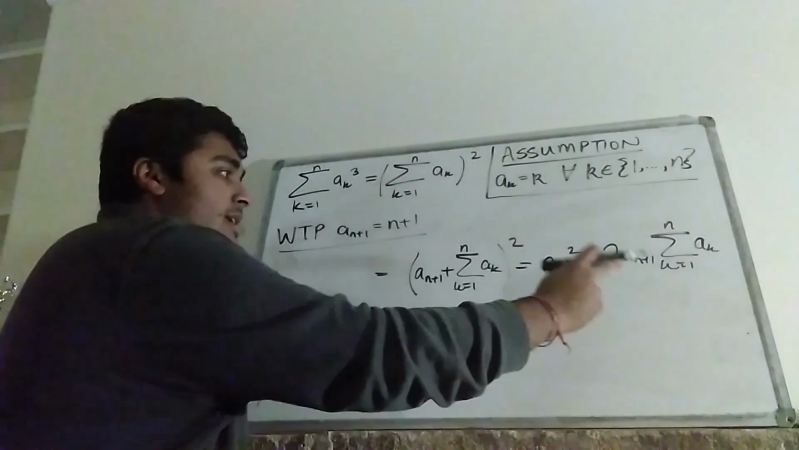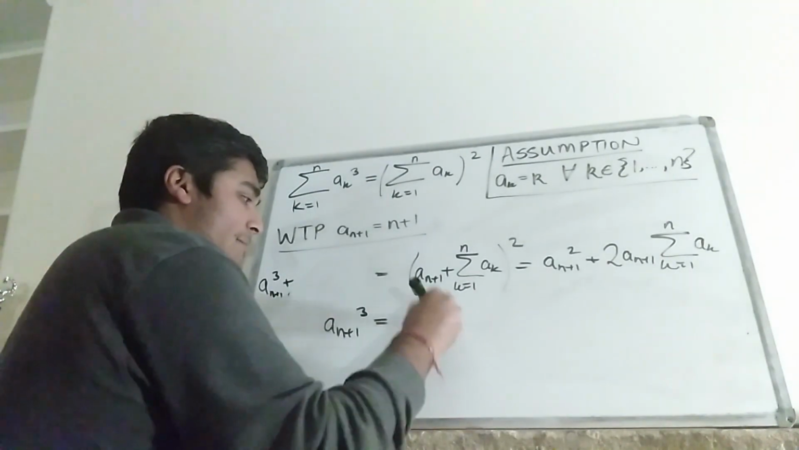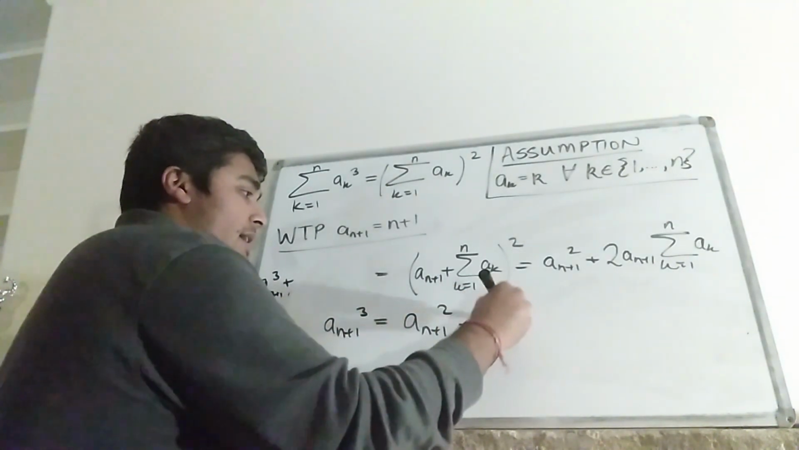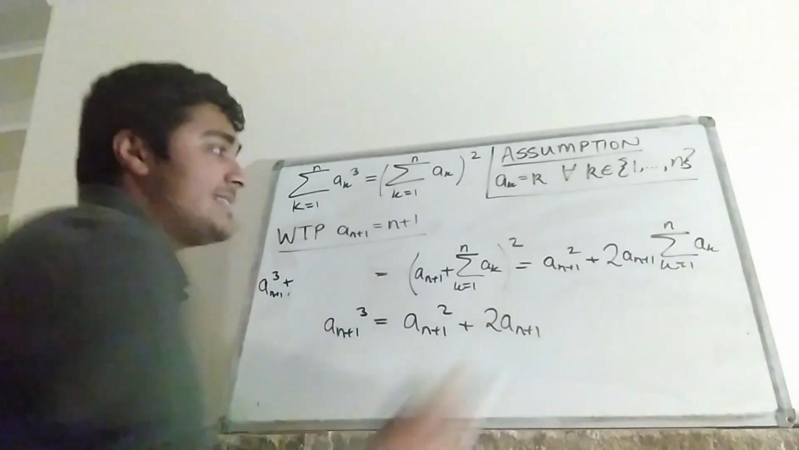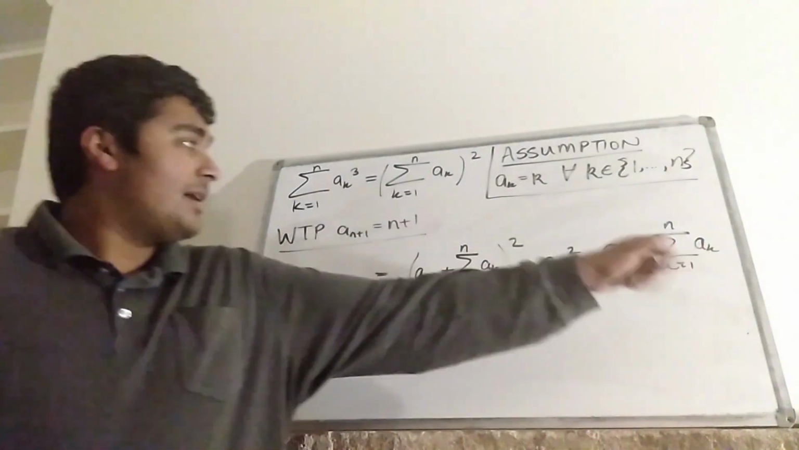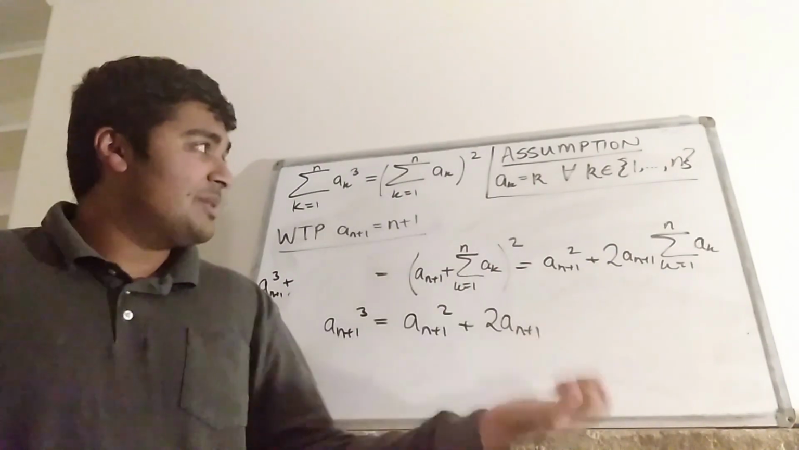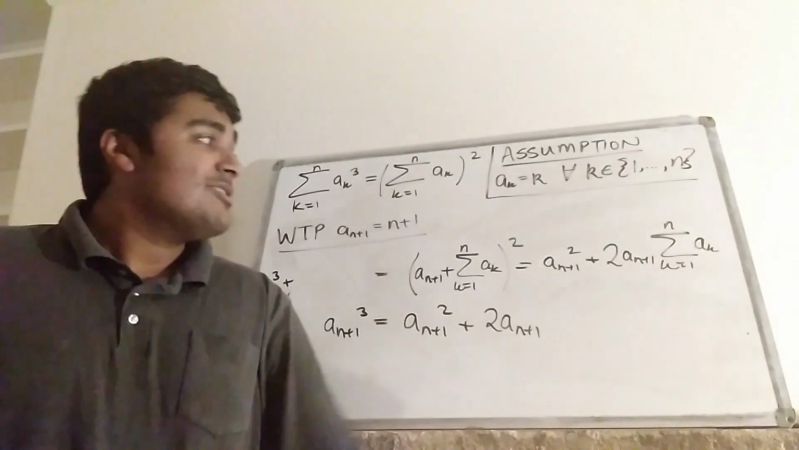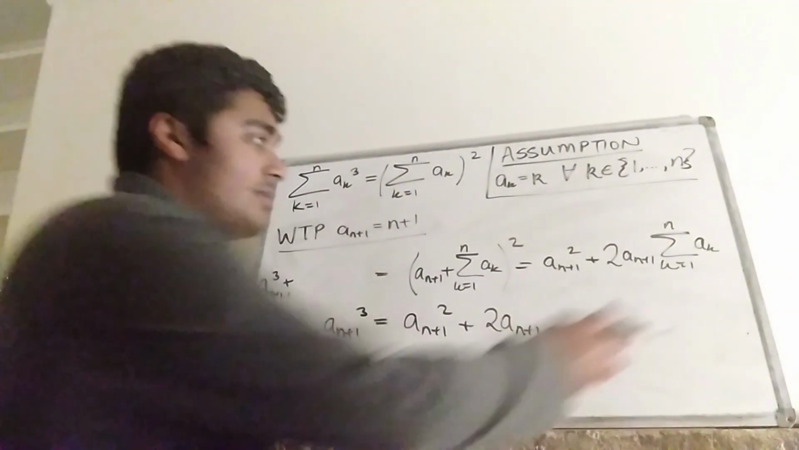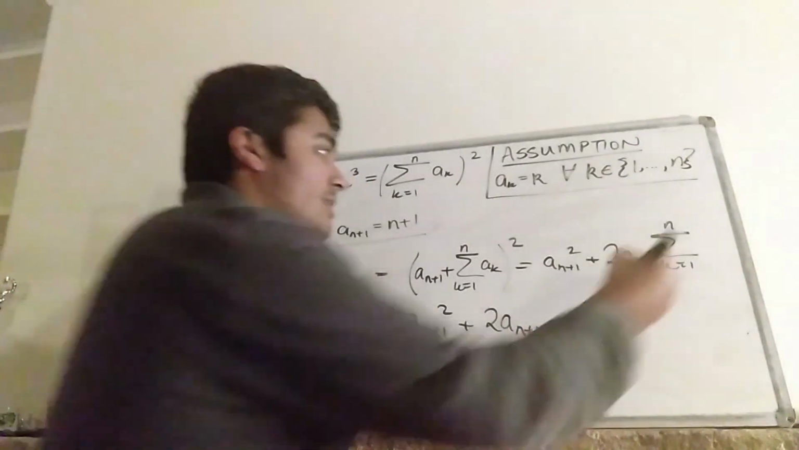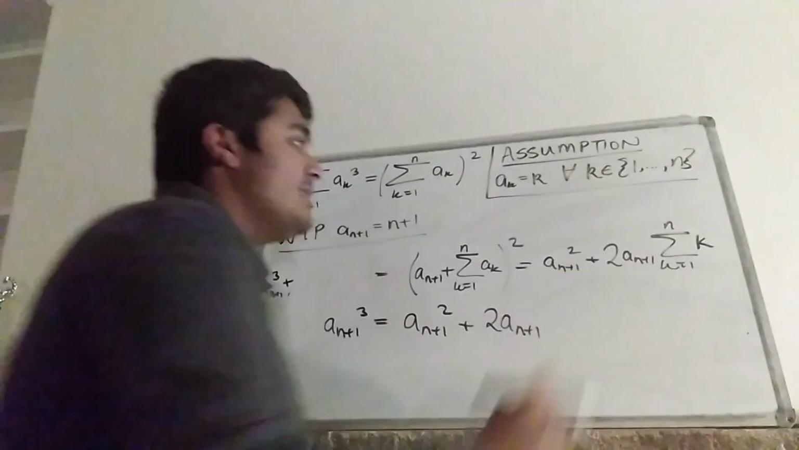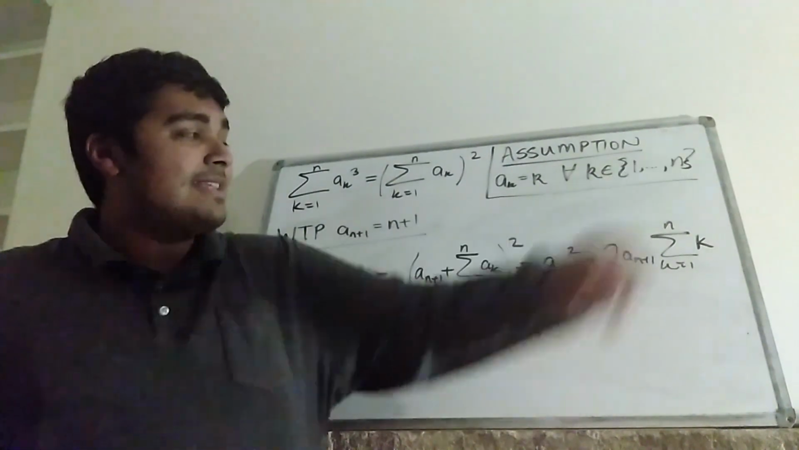is equal to this thing here, a_{n+1} squared, plus 2 a_{n+1} times this summation here. But remember, by our assumption, a_k equals k for all k between 1, 2, 3, all the way up to n. So in particular, I can just swap out this a_k here for k, because each of the increments are numbers in this set here.